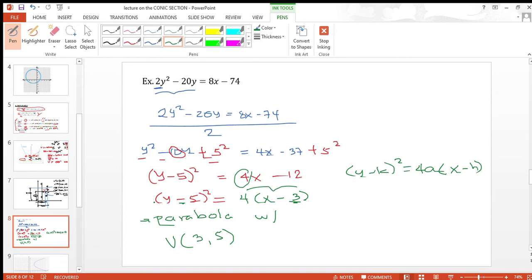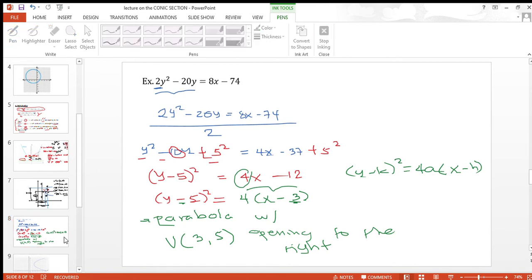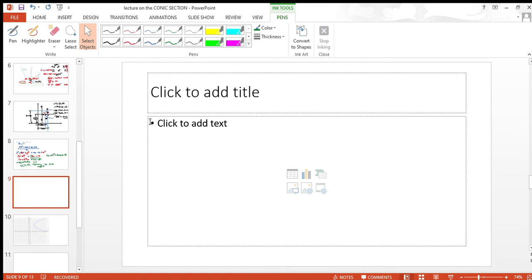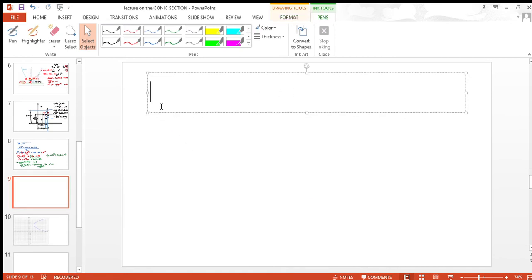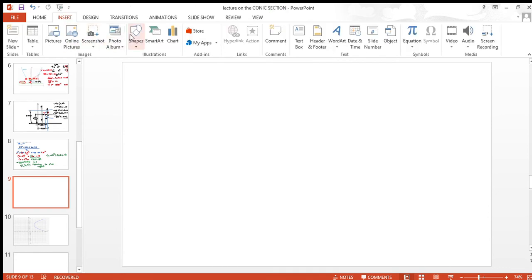Y, so pwedeng to the right or to the left. Pag positive yun, to the right. So, with vertex at 3, 5, opening to the right. Since we have a parabola opening to the right, pwede na nating balikan yung ginawa natin kanina. If you like, you don't have to memorize yung mga values dun sa coordinates. You can actually always derive it. So, para madalian kayo, mag-derive na lang kayo.